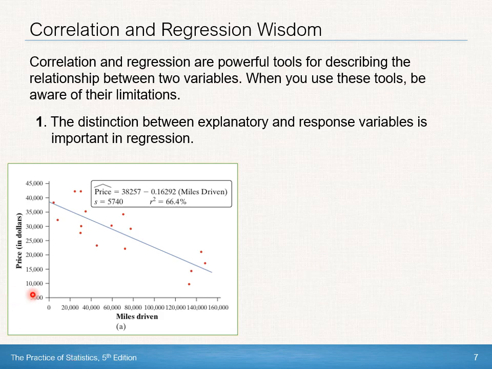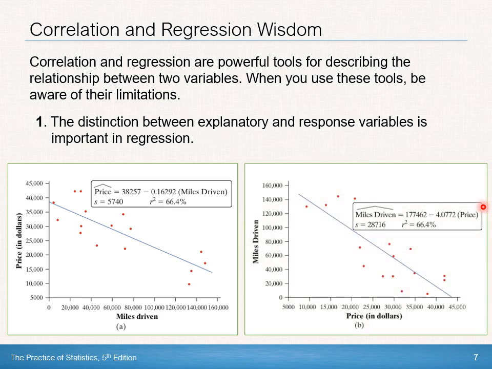For example, in the F-150, if we used miles to predict the price, then we have one equation, and that equation is listed up here. Look at what the s is and what the r squared is. Then what if we had done it in reverse? What if we had used the price to predict how many miles were on it? Notice that the equation's very different. They're both negative slopes in this case, but the y-intercept is different, the slope is different.